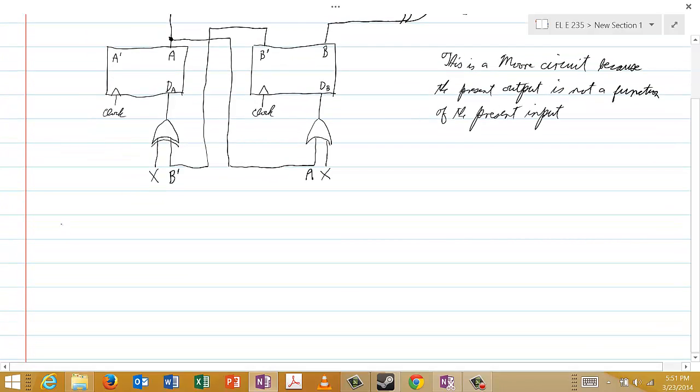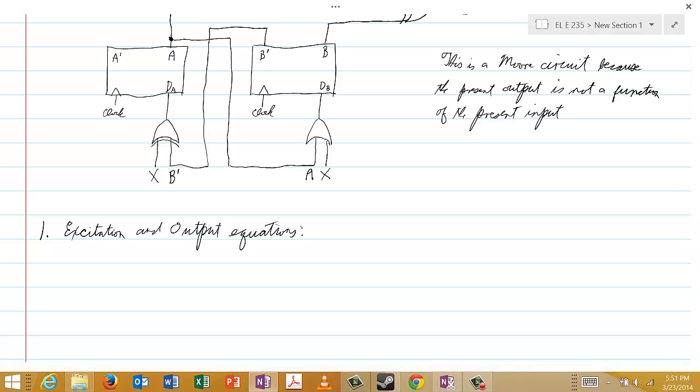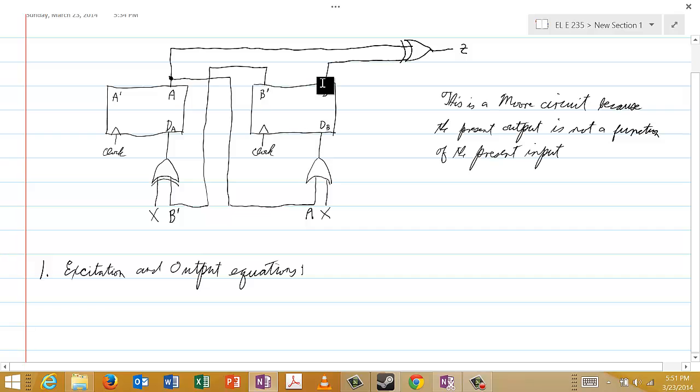and I'll go ahead and label this as 1, excitation and output equations. And what I mean there is we want to find equations for D sub A, which is one of the excitations, D sub B, which is the other excitation, and Z, which is the output.